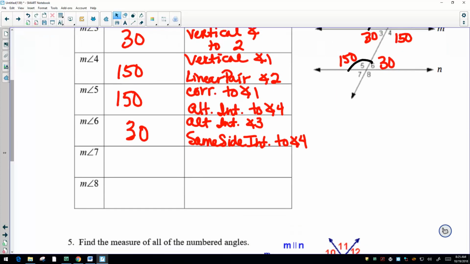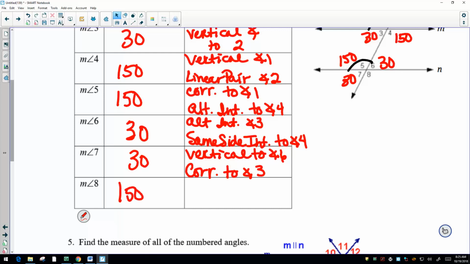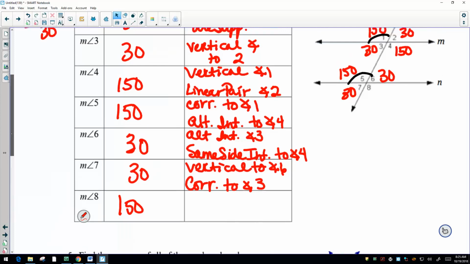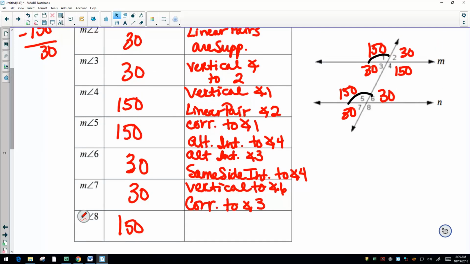And if we continue this around, I can say angle 7's got to be 30, a couple of ways, vertical to 6. Could also say it's corresponding to angle 3. Okay. And if I take a look at 8, angle 8 is going to be 150. Again, we have that vertical angle property. We could also say, if we look back up on top, it's going to be an alternate exterior angle to angle 1.